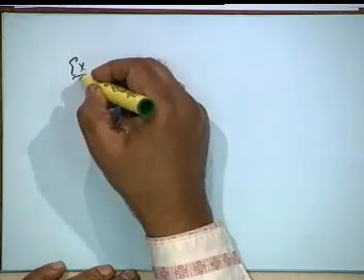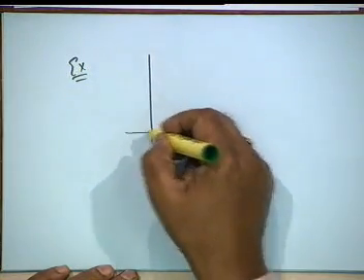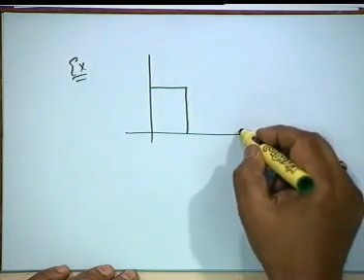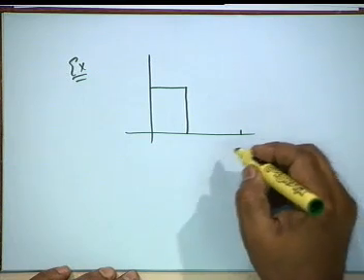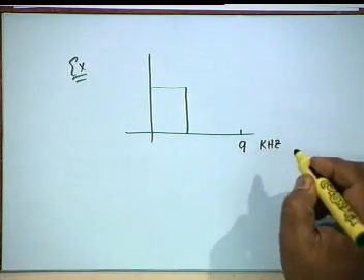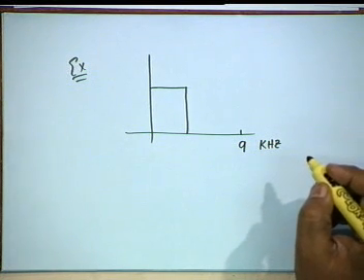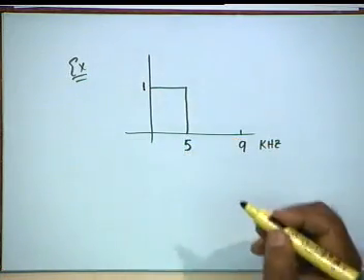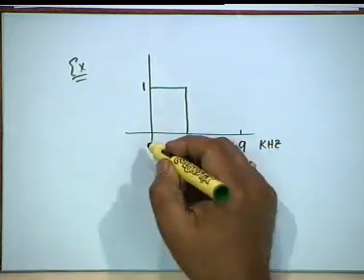Now, an example. Suppose we have to design a low pass filter with this characteristic. End of the base band is 9 kilohertz and this is 1 and this is 5 kilohertz. Okay? 0.